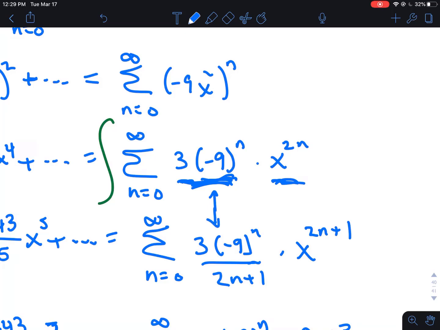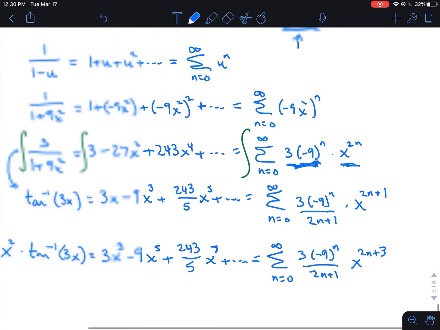And when you integrate x to the 2n, again, you raise up your power by 1. So instead of 2n, you get 2n plus 1. And you divide by that new exponent, so in this case, 2n plus 1. Now this new exponent, the 2n plus 1, doesn't have any x's in it. So notice that I've grouped it over here with all of my coefficient stuff. All right, so we've integrated all 3 sides.